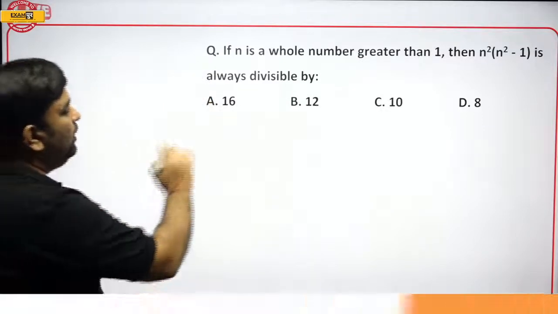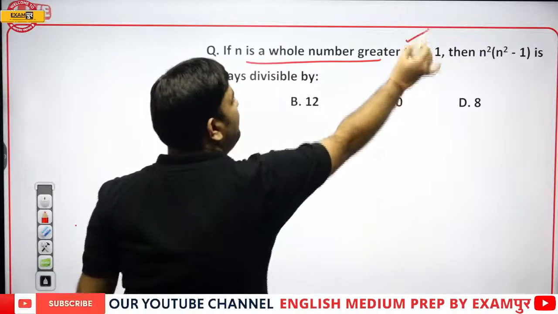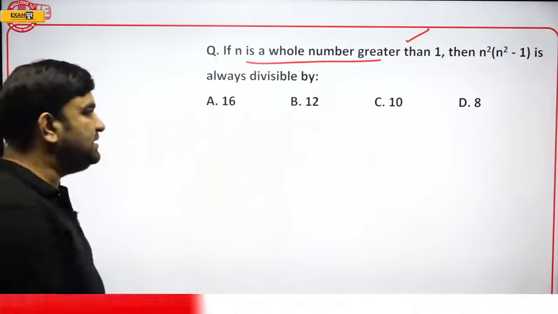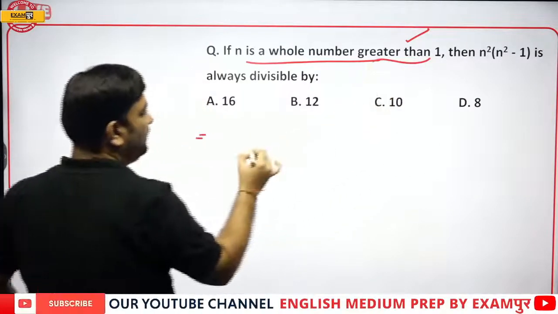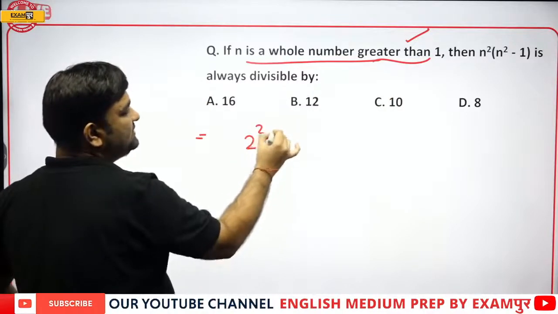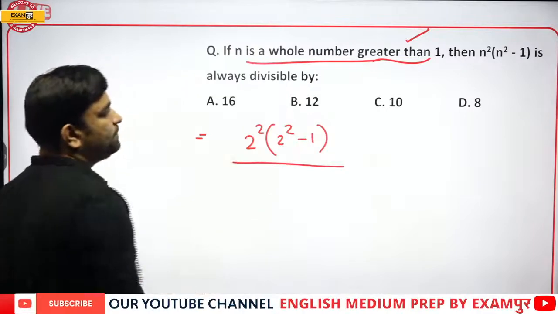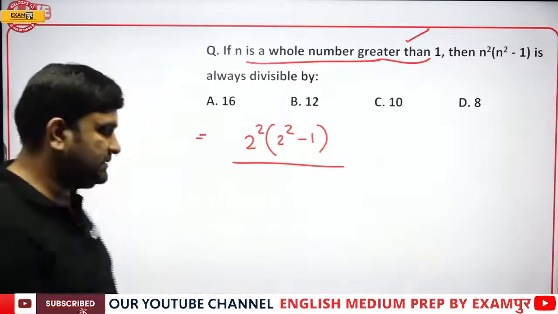N is a whole number greater than 1. So take the value which is just the boundary value. Greater than 1, the next whole number is 2. So whatever it will satisfy for 2, it will satisfy always.